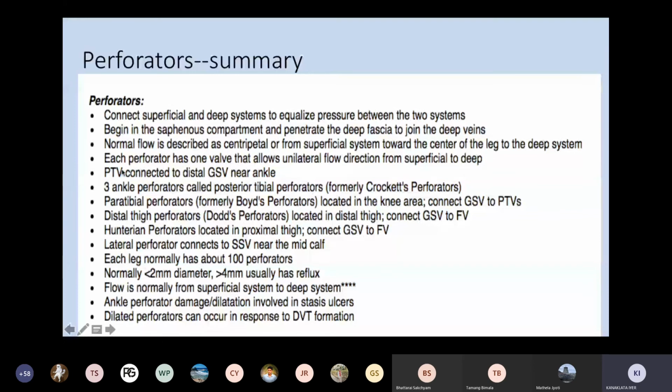The perforators, PTVs, connect to the distal GSV near the ankle. GSV is the great saphenous vein. Now there are 3 ankle perforators. You already know their position. Cockett's at the ankle, Boyd's midway or just below the knee, Dodd's just above the knee, and then the Hunterian perforator. Okay. You also know what veins they connect. Below the knee, remember, they connect the great saphenous vein to the venae comitantes or the posterior tibial vein.